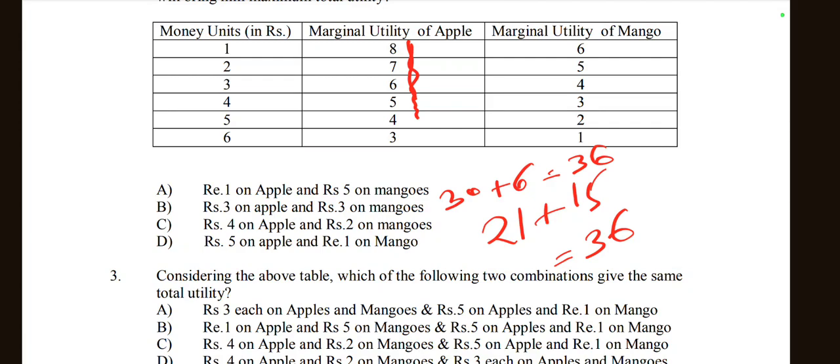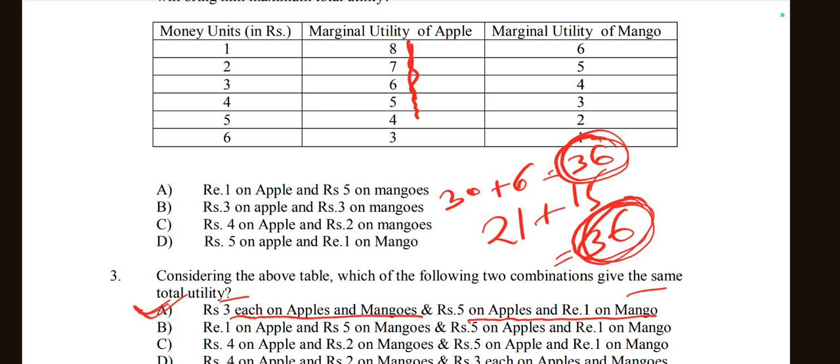Yes, the first option is right, because from the first combination, 3 on apple and mangoes gives 36 total utility, and 5 on apple and 1 on mango also gives 36 total utility. So option 1 is correct. You can cross-check the other options, but they will not be equal, because only one gives the same total utility. So option 1 gives the same total utility, 36.